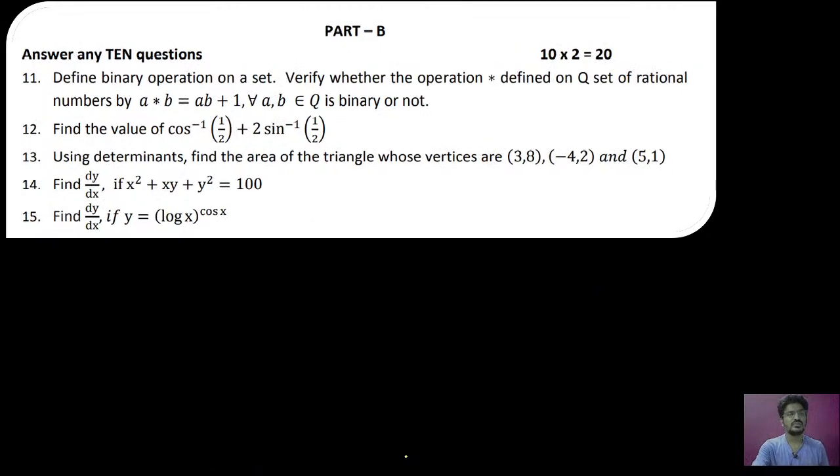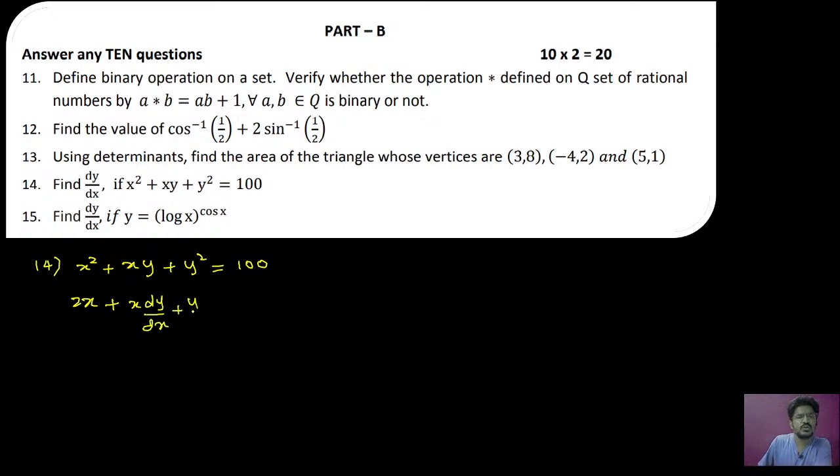Very good. Now we can go for the 14th problem. Find dy by dx. Favorite chapter of everyone. We have to find the derivative of x square plus xy plus y square equal to 100. This is an implicit function, so no problem. We can differentiate it: 2x plus x into dy by dx plus y, plus 2y into dy by dx equal to 0.